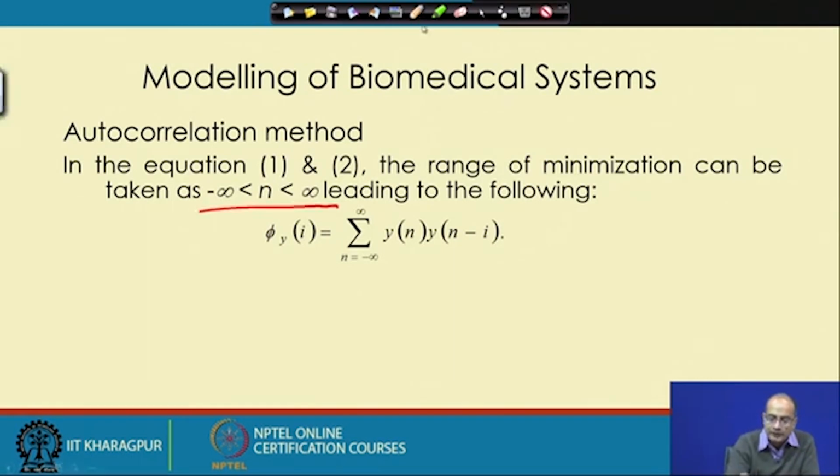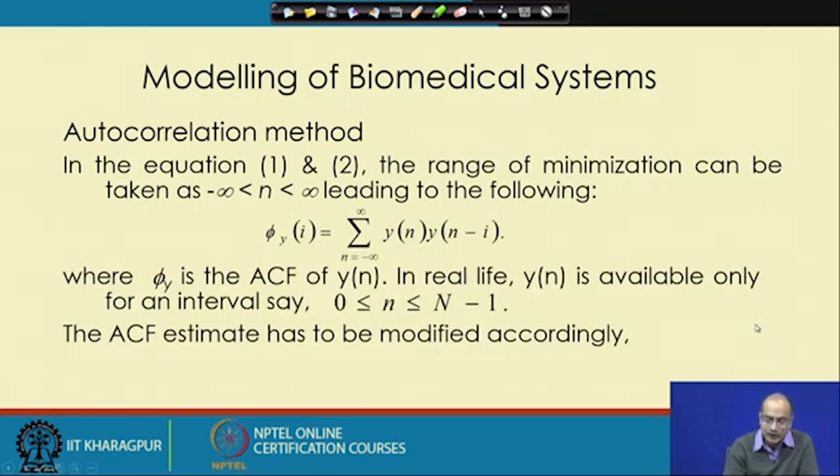So, when we take the summation of y n and y n minus i, because it is a linear, shift invariant process, we can say it is nothing but the autocorrelation of y at the ith lag. Here we need to again keep in mind that we have assumed the signal is shift invariant, that is, it is not changing with time. So, that is why we can write it in such a compact form, and phi y is the ACF.